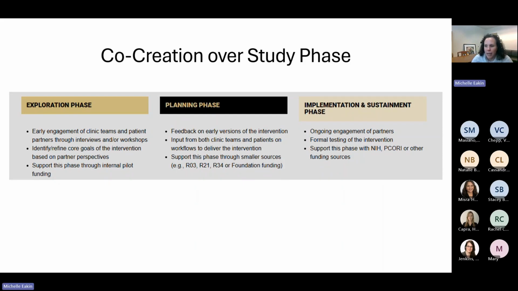You move into the planning phase where we really are working together hand in hand to co-create things, and then move into an implementation and sustainment phase that has ongoing engagement, formal testing of the intervention or implementation strategy, and that's where you're going to need a lot more significant grant funding as you're moving into those implementation trials.